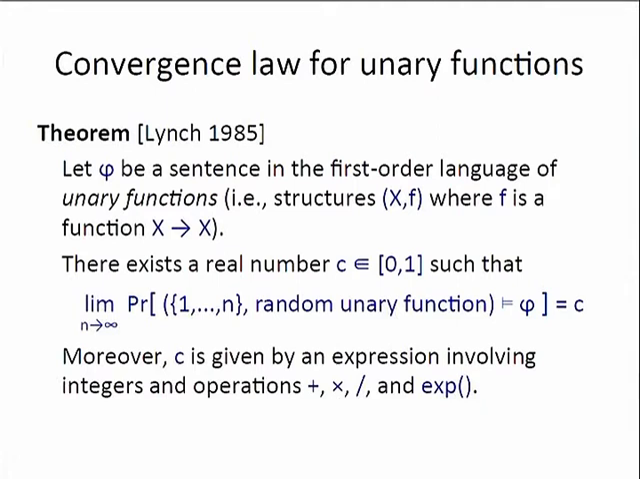Another very interesting result, which is not a 0-1 law but is known as a convergence law, is for first order logic with respect to a random unary function. Here we consider structures consisting of some finite set and a random unary function on that set. This is a result due to Lynch. For every first order sentence phi in the language of unary functions, there's some real number c, some limit between 0 and 1, such that the probability that a random unary function on n elements satisfies phi tends to that c. And moreover, the limiting probability c is an expression that you can write down using integer constants and the operations plus, times, divide, and exponentiation.